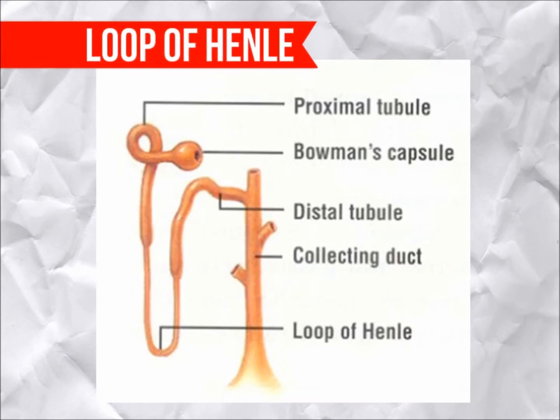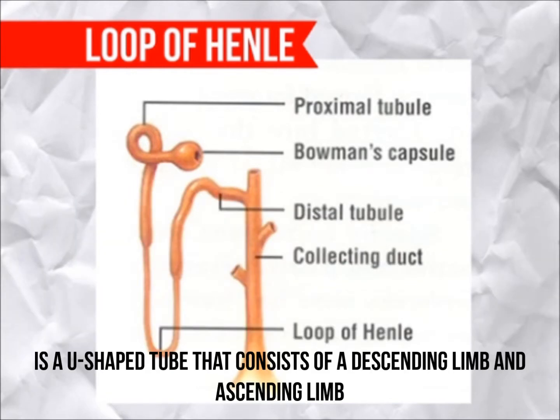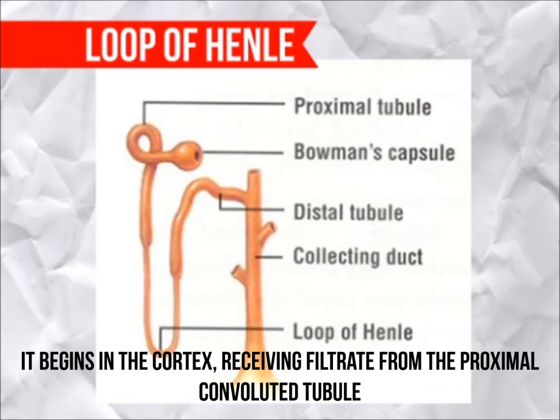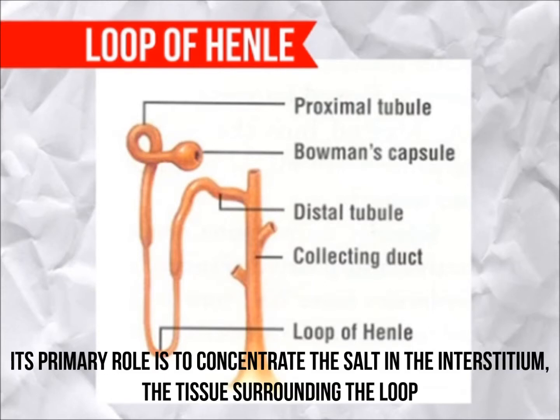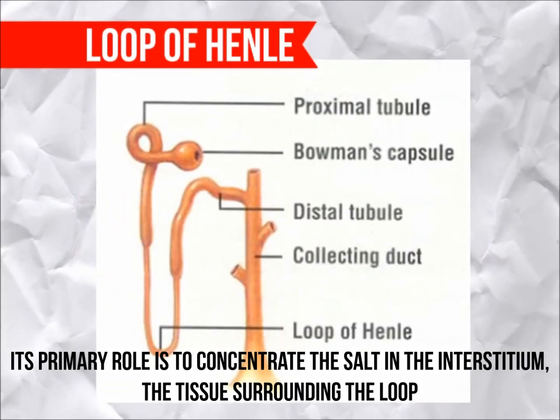Loop of the nephron, or loop of Henle. The loop of Henle, sometimes known as the nephron loop, is a U-shaped tube that consists of a descending and ascending limb. It begins in the cortex receiving filtrate from the proximal convoluted tubule, extends into the medulla, and then returns to the cortex to empty into the distal convoluted tubule. Its primary role is to concentrate the salt in the interstitium, the tissue surrounding the loop.